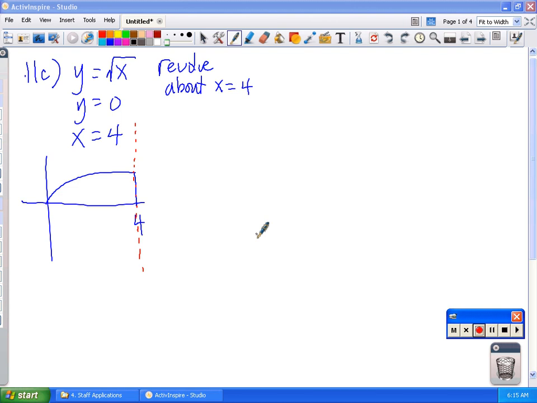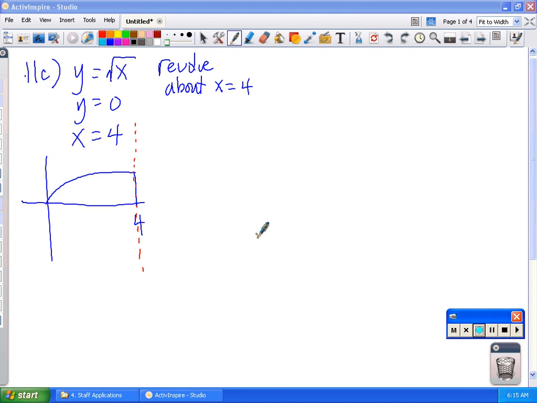the homework from page 463. We're finding the volume of solids revolved about an axis other than the x or the y-axis. So let's just kind of jump into it. In number 11C, you have y equals the square root of x, y equals 0, x equal to 4.